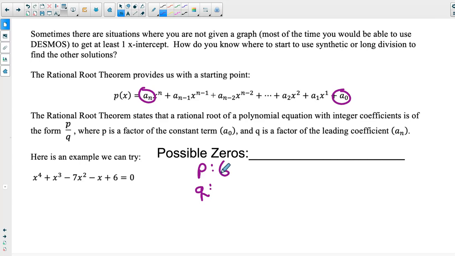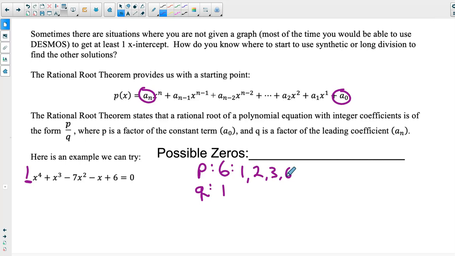And Q is the number that's in the very beginning. It's my leading coefficient. So the highest degree, we give them to you in standard order. So it's just my first number, which is 1. Now, P and Q are really the factors of those two numbers. So the factors of 6 are 1, 2, 3, and 6. And my factors of 1 are just 1. So I'm not going to write that twice. You don't need to do that.